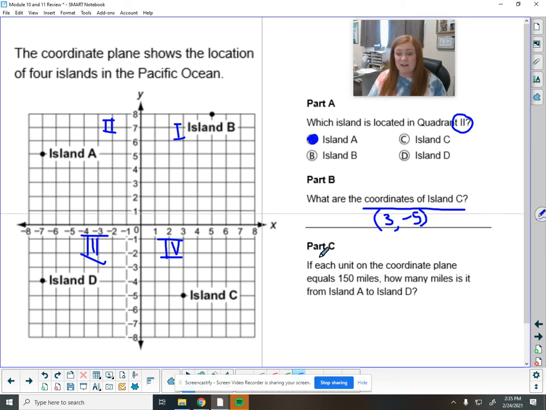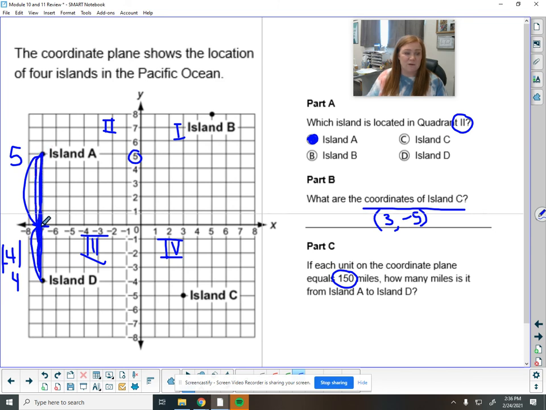Our next question asks, if each unit on the coordinate plane is 150 miles, how many miles is it to get from A to D? So they're on the same line here. We'll call this the equator. So the equator up to island A is 5 units. And the equator down to island D is the absolute value of negative 4, which is 4. 5 units here, 4 units here makes a total of 9 units.